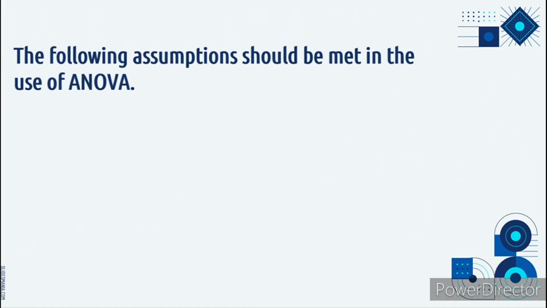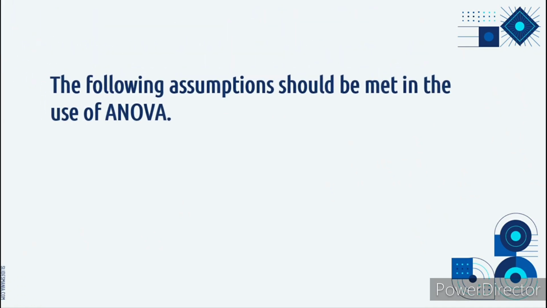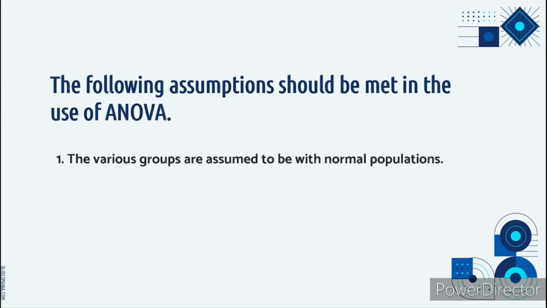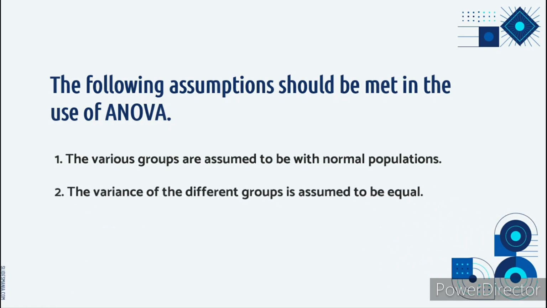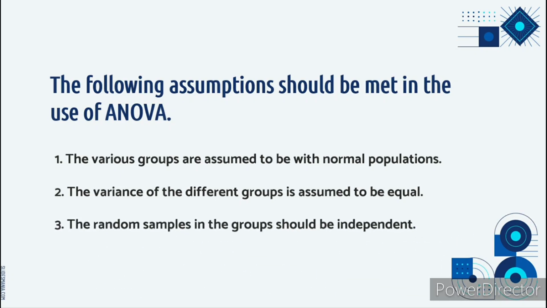And of course, the following assumptions should be met in the use of ANOVA. Meron tayong tatlo. First, the various groups are assumed to be from normal populations. Second, the variance of the different groups is assumed to be equal. And third, the random samples in the groups should be independent. Yan yung tatlong kailangan nating i-consider.